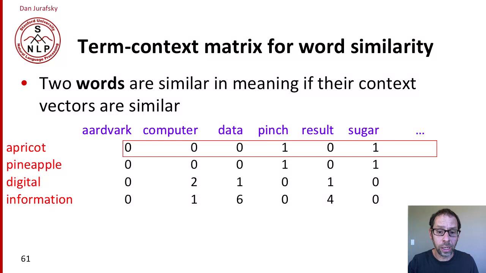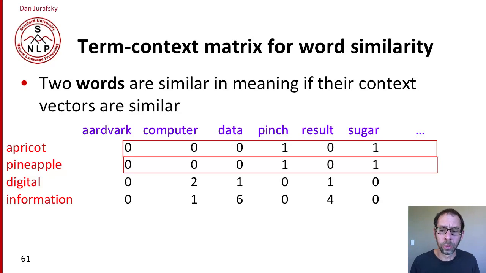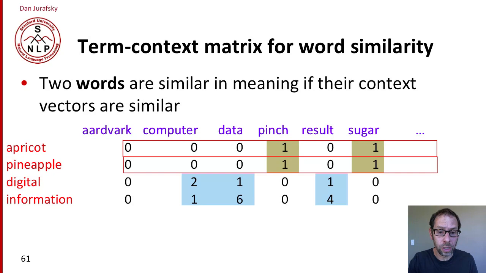So apricot has a 1 for pinch and a 1 for sugar. Pineapple also has a 1 for pinch and a 1 for sugar and 0 for computer and data. So that tells us that probably these words are similar. Whereas digital and information, their counts occur in other words like computer, data, and result. So they're probably similar as well. Simple intuition, just like what we saw in information retrieval for comparing documents. But now we're comparing words and using a reduced context.